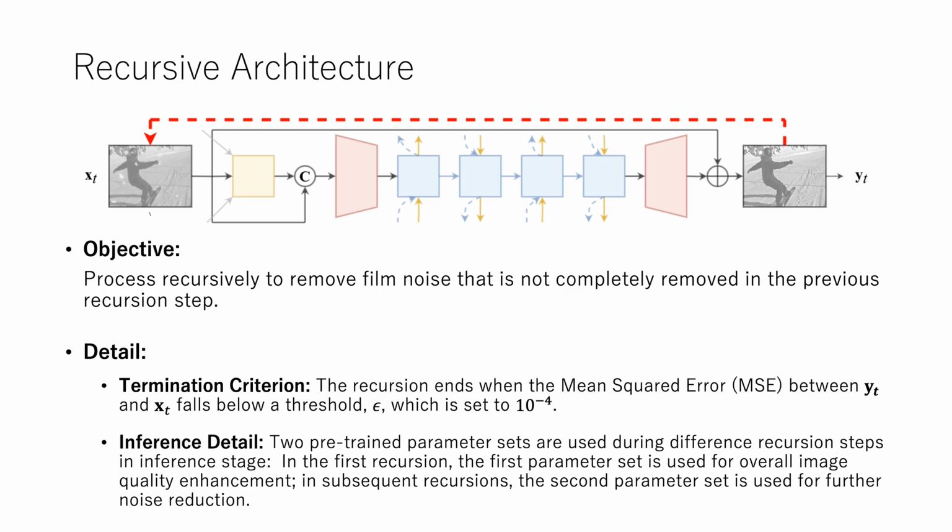Two pre-trained parameter sets, θ1 and θ2, are used during different recursion steps in the inference stage. In the first recursion, the first parameter set, θ1, is used for overall image quality enhancement. In subsequent recursions, the second parameter set, θ2, is used for further noise reduction.